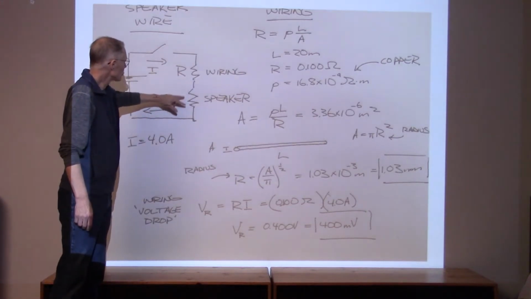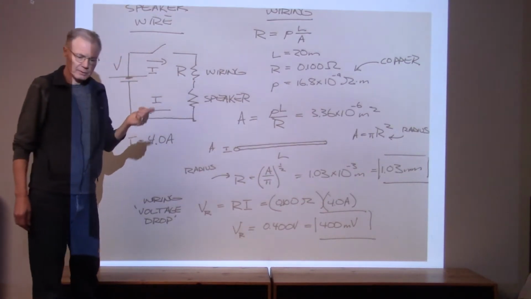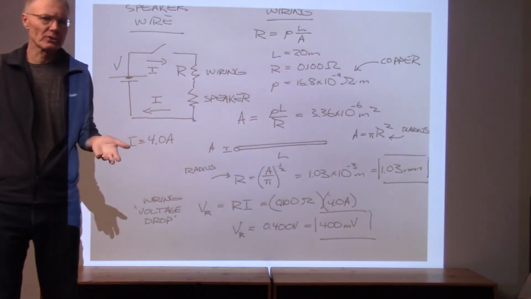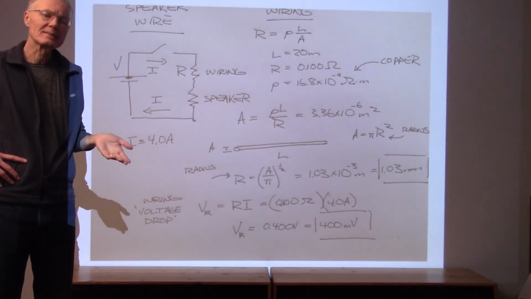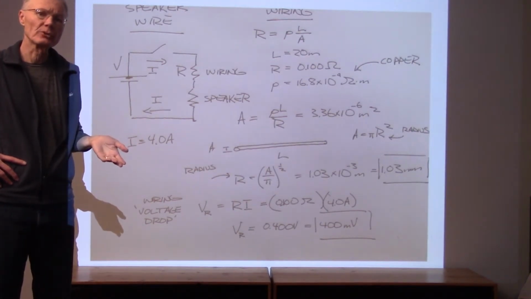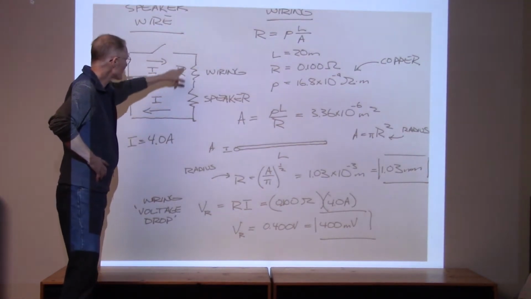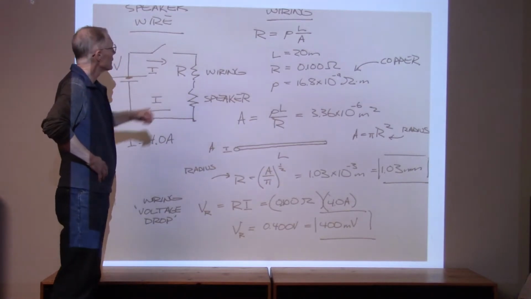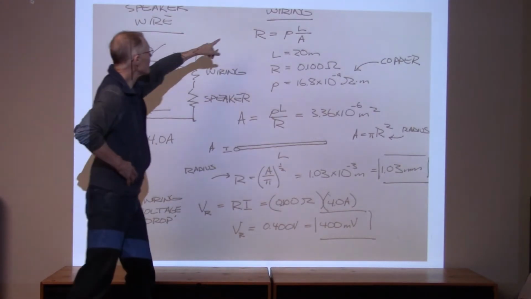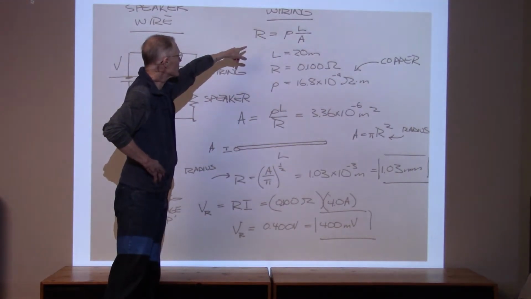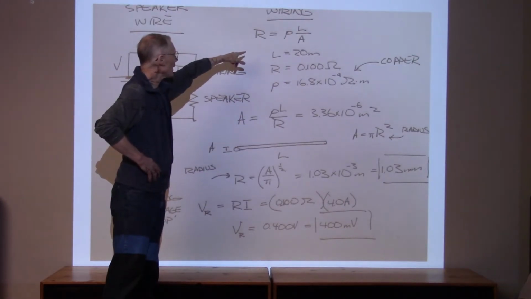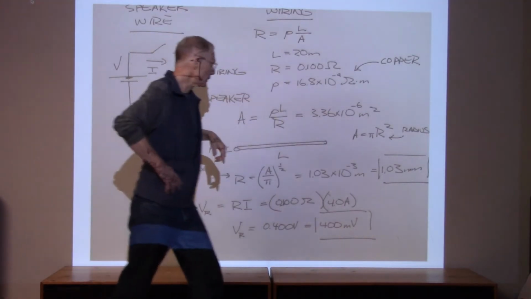This time I put in 2 resistors. There is a speaker, which is going to provide some resistance, and there's the wiring itself, which is going to provide some resistance. So I put those in series. So I've got resistors in series here. Coming back to our formula for resistance, let's think about how wide the wiring would need to be.